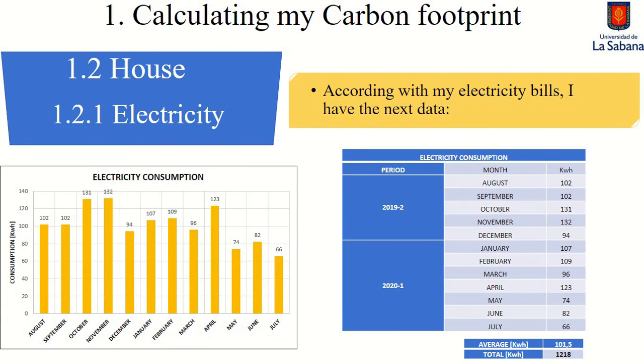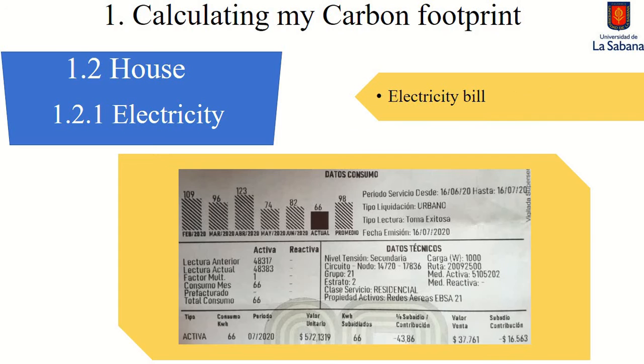So, in the electricity section, according to my electric bills, I have the next data. As we can see, the month with the highest energy consumption is November, and the total consumption is equal to 1218. On this slide, we have an example and a proof about my energy consumption.